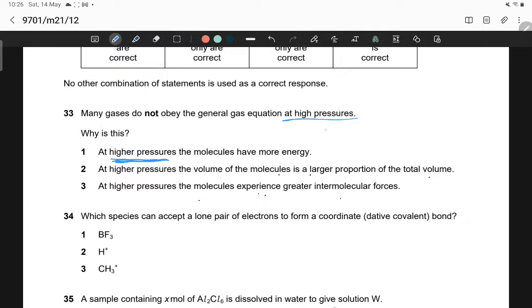More high pressure does not increase the energy. So it is incorrect.